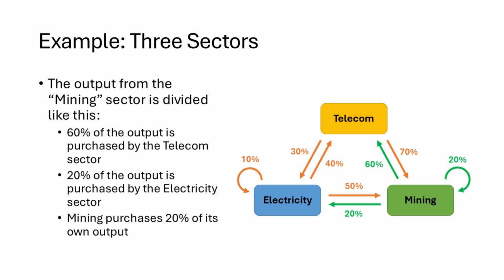So for example, if we look at the arrows leaving the mining sector, we can see that 60% of that output is purchased by the telecom sector, 20% is purchased by the electricity sector, and that the mining sector purchases 20% of its own output.